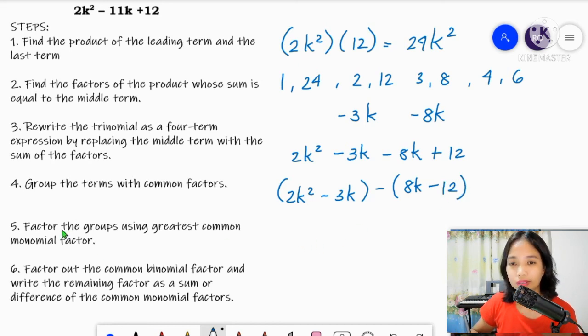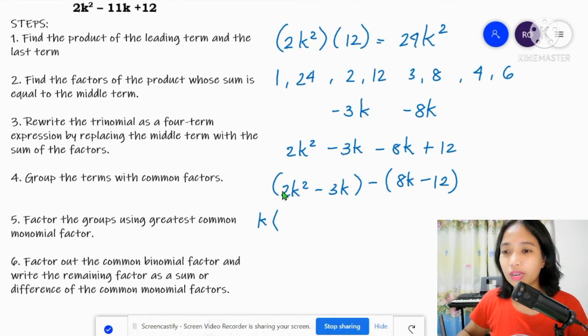Okay, then after that, number 5, factor the groups using the greatest common monomial factor. So kukunin natin dito ang common monomial factor. Okay? So between 2 and 3, wala namang common monomial factor. But between the variable k, so meron ditong common which is k. So we are going to write k outside the grouping sign or the parenthesis sign. What is left here is 2k. So we write 2k. And then, since nilabas natin etong k, so ang matitira na lang dito ay minus 3. Okay, and then in the other group, I'll copy negative.